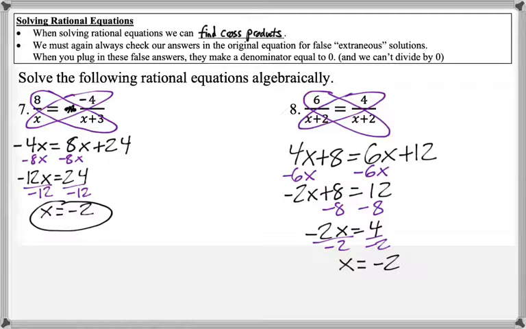Now, before I circle this as my answer, I need to plug it back into the denominators to make sure that it doesn't equal 0. And if you plug in the negative 2, negative 2 plus 2 is 0 in both of these denominators. So this is not a solution, which means we have no solution.